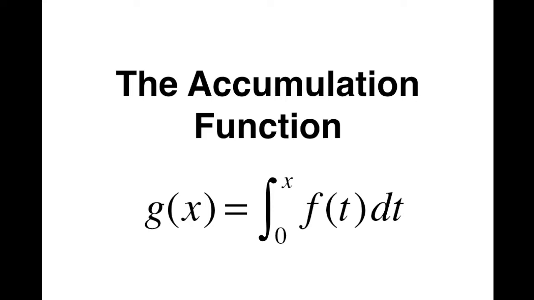Okay, today we're going to talk about the accumulation function, which is something that comes up very regularly in FRQs in the AP exam. So the accumulation function looks like this. It's the function g of x, and it's defined as the integral from 0 to x, or from any other constant to x, of f of t dt. Just make sure you notice how the variable here, t, is different from the variable up here.